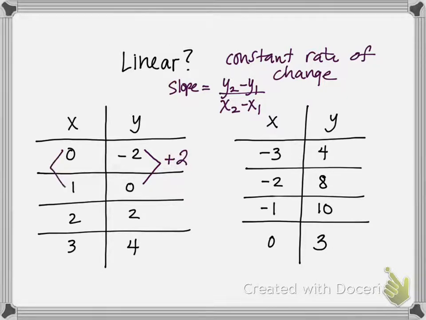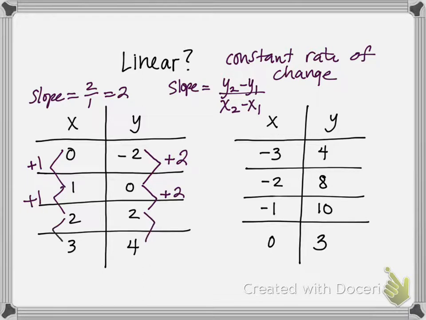Finding the change in the x's, from 0 to 1, we add 1. So that's our slope. It's 2 over 1. So our slope should be 2 over 1, which is the same thing as 2, throughout the entire table. So let's find the change for this next pair in the y's. From 0 to 2, I add 2, and from 1 to 2, I added 1. So again, our slope is 2 over 1, so it stayed consistent.